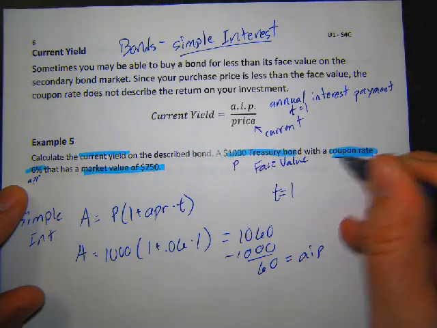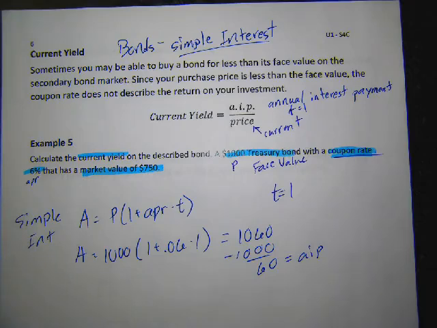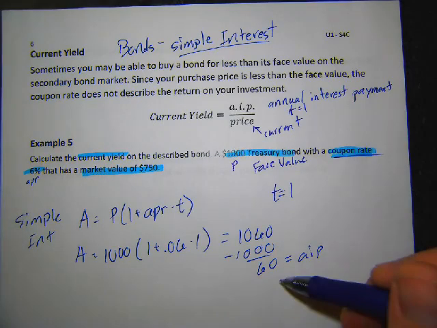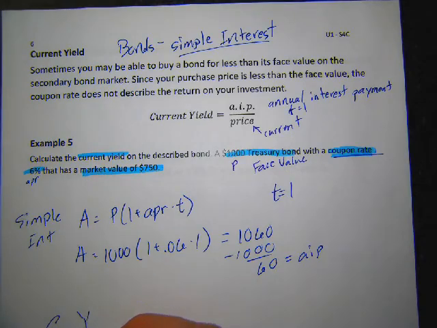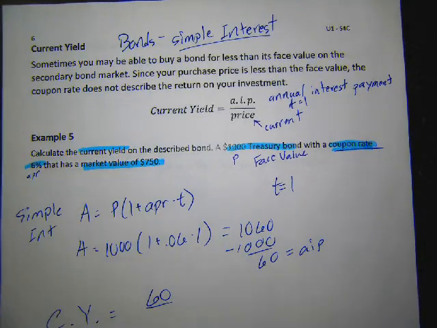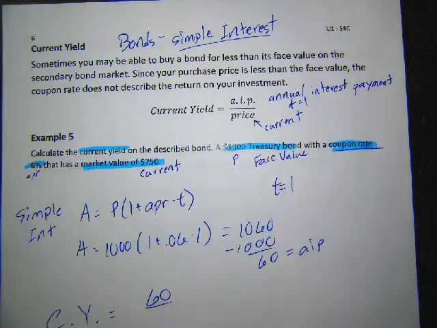Because coupon rates always go with face value. So coupon rates go with face value. So that gives us the interest payment. Now that we know the interest payment, we can find current yield by taking that annual interest payment, $60, and dividing it by the current price. We're not looking at the original price, we're looking at the market value, the current price. We're going to divide by 750.